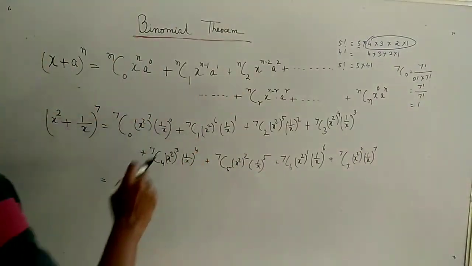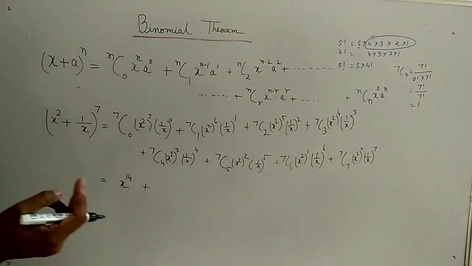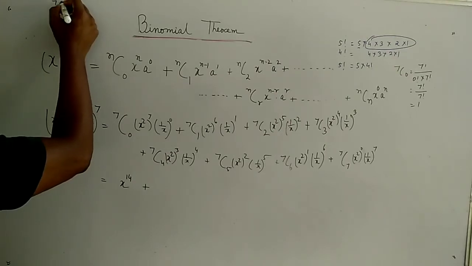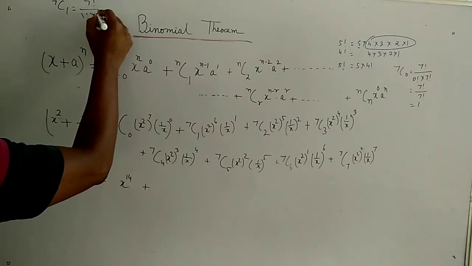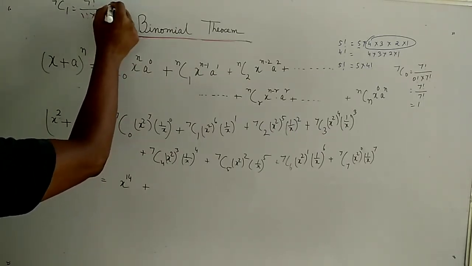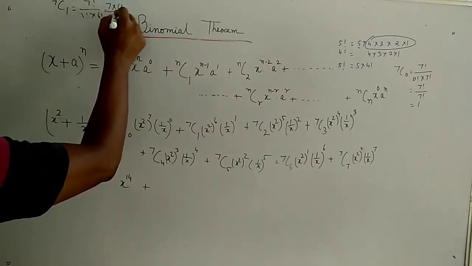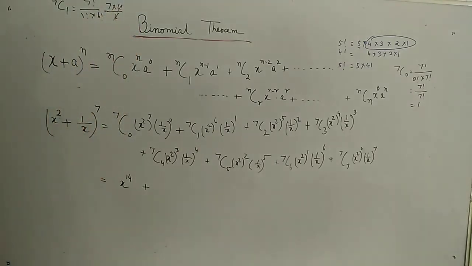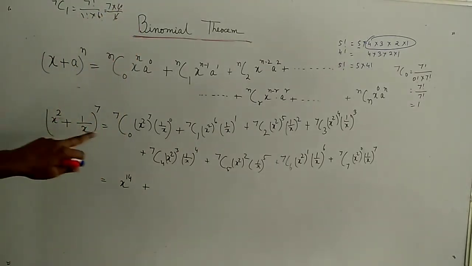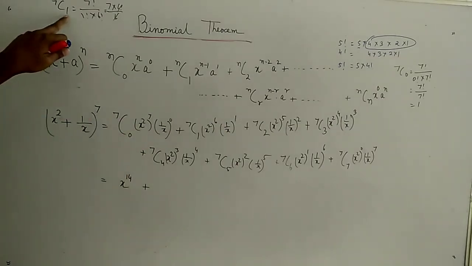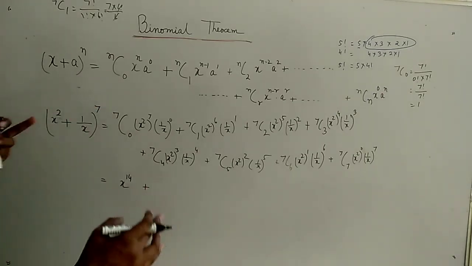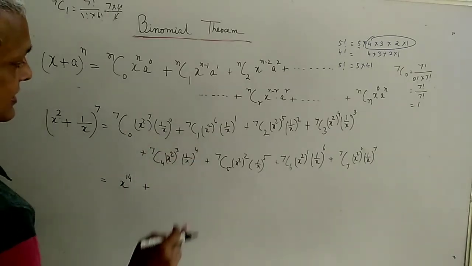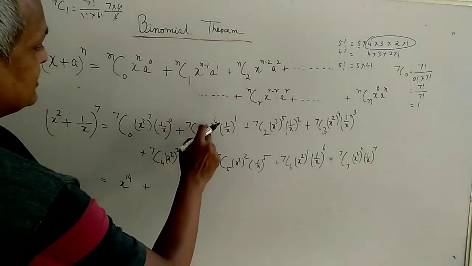Now if I go for 7C1, what will be the value I'll get? 7C1 is 7 factorial over 1 factorial into (7 minus 1) factorial, that is 6 factorial. 7 factorial is 7 times 6 factorial over 6 factorial. So 7C1 is 7. You can also take it as a formula: nC0 is 1, nC1 is n. Like 10C1 is 10, 7C1 is 7, nC1 is n. So this value is 7, and this is x^14.